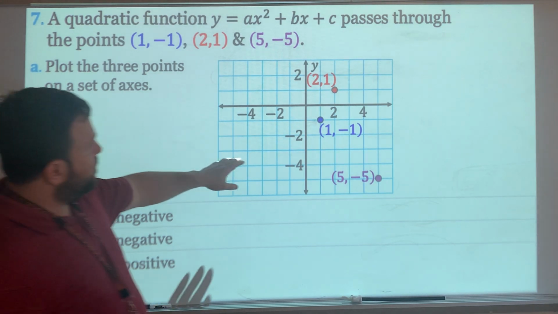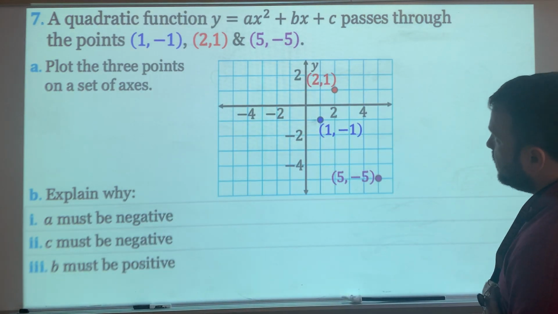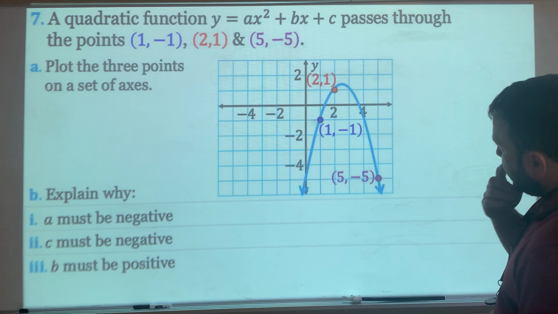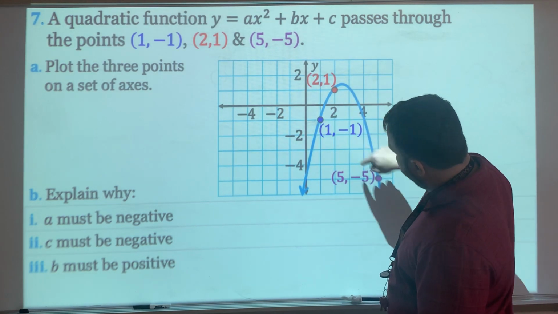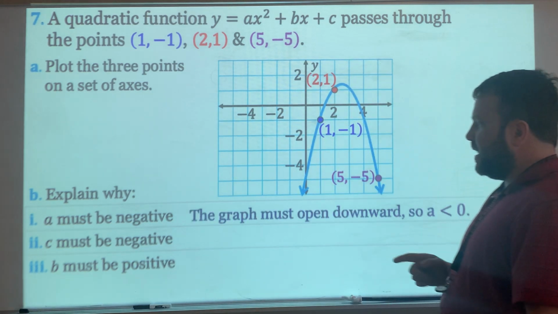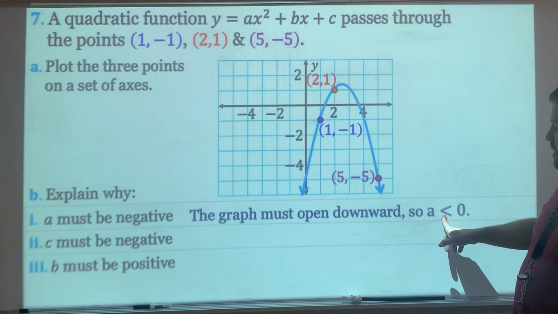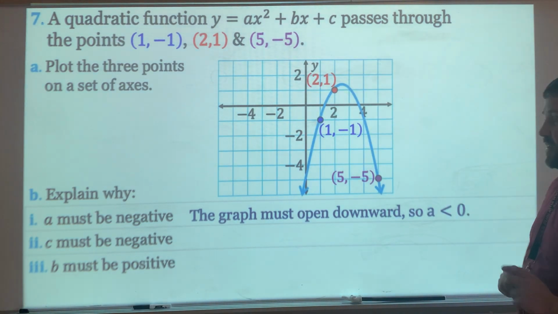Well, let's look at this graph real quick. What way do you think it's going to be opening, up or down? Well, looking at the graph, if I connect the points, it looks something like this. Because this piece is between these two, it obviously means it's going down. So A must be negative because the graph is opening downward. Anytime the graph opens downward, A is negative. So I don't even have to solve anything.